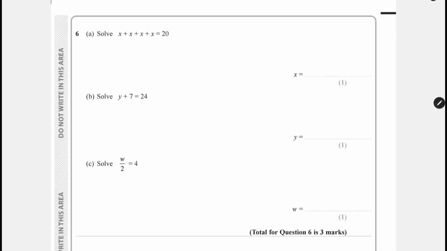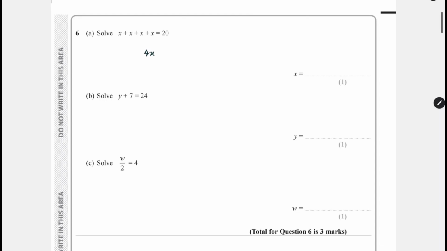Question 6a says, solve x plus x plus x plus x is equal to 20. So there's 4 x's, and so we can say 4x is equal to 20. And so we take the 4 to the other side, it becomes divide. That's 20 divided by 4, which is equal to 5. So the value of x is 5.